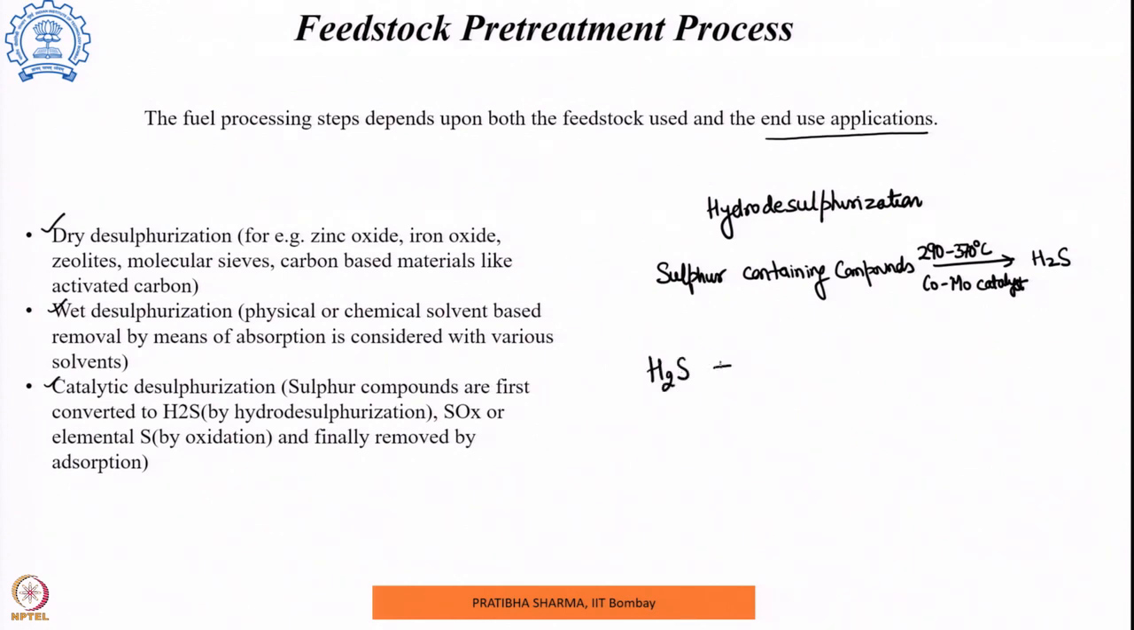has to be removed. This H2S in a zinc oxide bed is converted into zinc sulfide at a temperature of 340 to 390 degrees centigrade, removing the sulfur containing compounds. So, in case of sulfur containing compounds, these are converted to H2S and finally removed using a zinc oxide bed. If there are chlorine containing compounds, chlorides present, then these are converted into HCl, finally removed on an alumina guard bed.